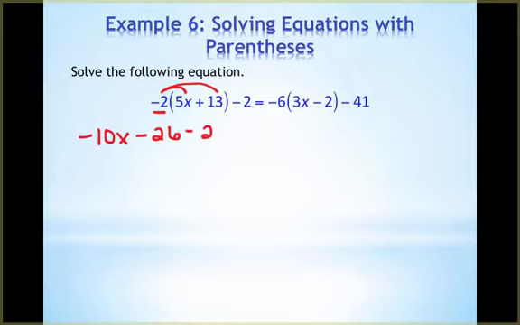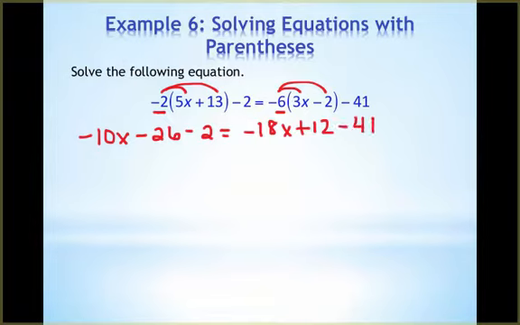Then we'll just bring down my negative 2. Then again, I'm going to use the distributive property here and multiply by negative 6. Negative 18x, and negative 6 times negative 2 would be plus 12, and bring down the 41.